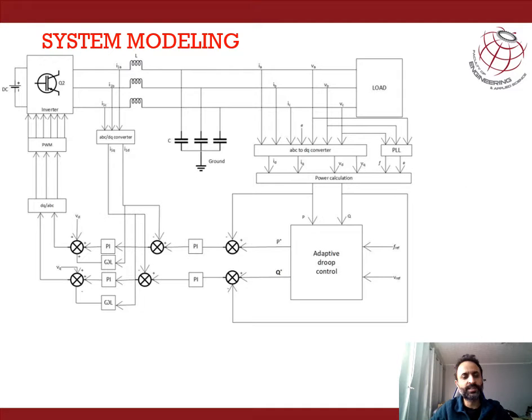This slide basically indicates the basic model that we'll be using in the system modeling. On the left hand side, you can see the DC output of the renewable energy is fed to an inverter, which basically converts the DC into an AC output, which connects to the load or the microgrid. And in between, we have the LC filters.